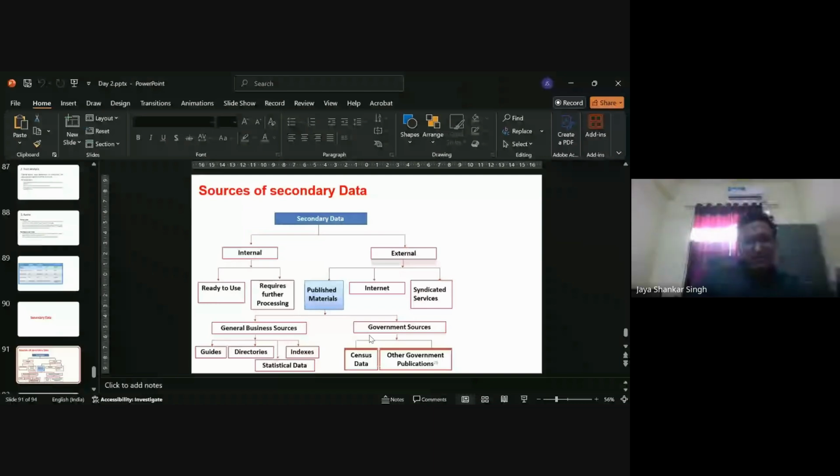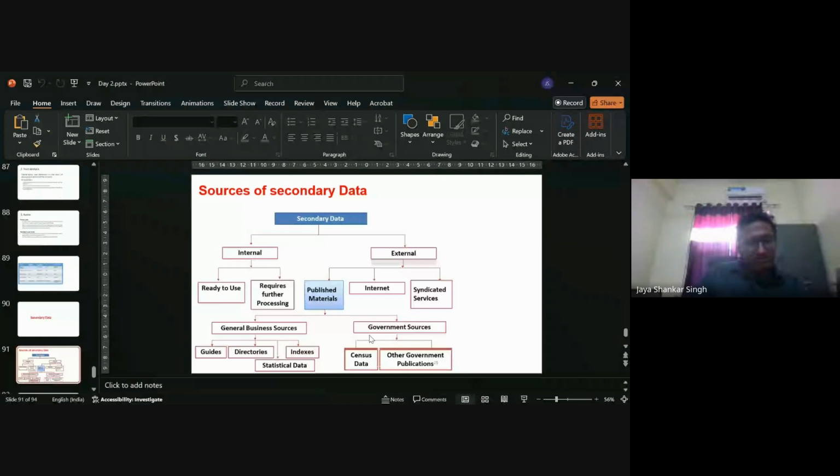In secondary data, in the internal category, we have a very small number of categories. One is ready to use, the other requires processing. So what happens? Suppose you have been collecting data. Nowadays, companies keep on collecting data. They don't know how to use them. So those data will be kind of raw data. You process those data and then use it for decision making. Secondary data, which we have understood, comes from the external sources.